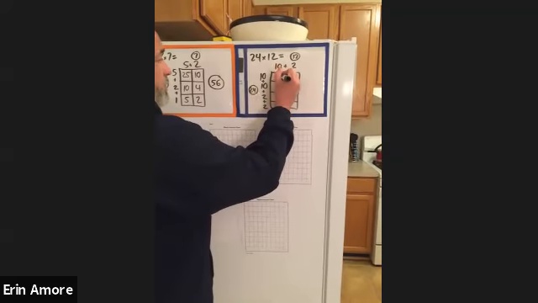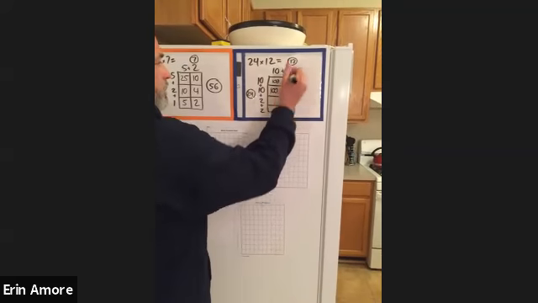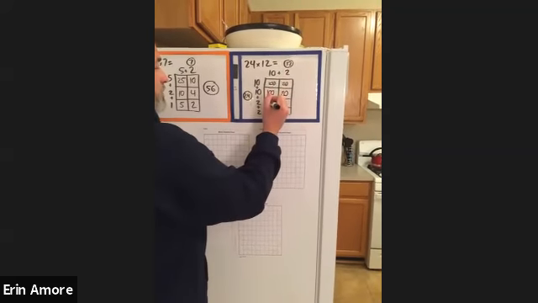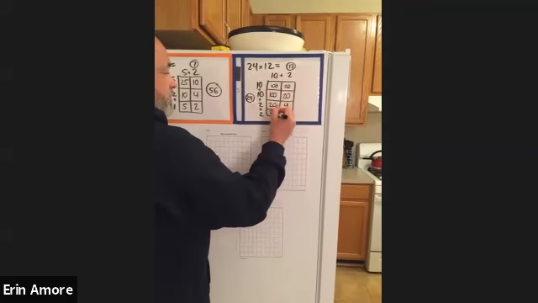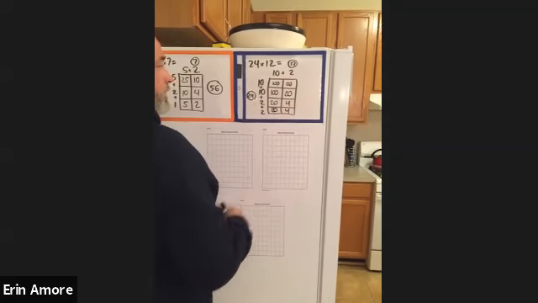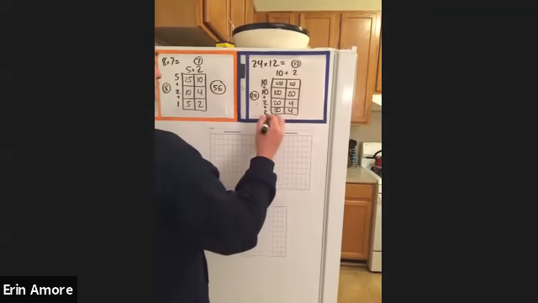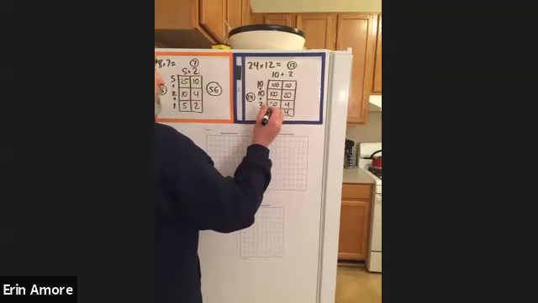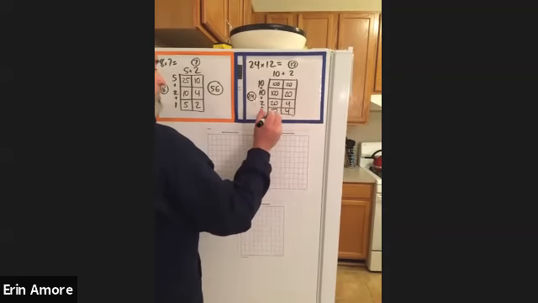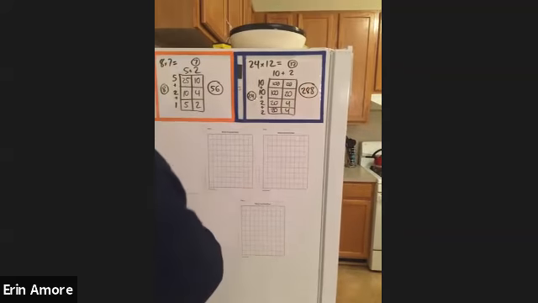So 10 groups of 10 is 100. 10 groups of 2 is 20. 2 times 10 is 20. 2 groups of 2 is 4. 2 groups of 10 is 20. And 2 groups of 2 is 4. So now I add it up again. And it's okay if your students need to write out the math on the side. That's totally fine. 100 plus 100 is 200. 220, 240, 260, 280, 284, 288. So now I have an understanding of why 24 groups of 12 is 288.